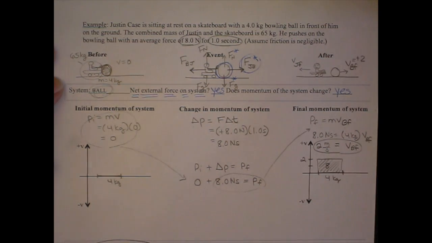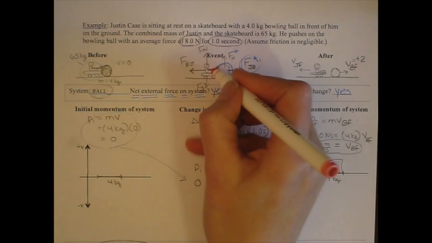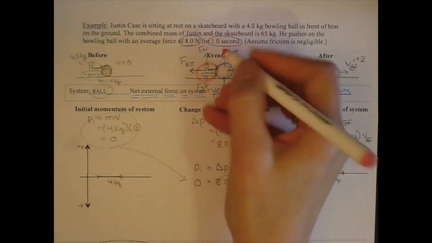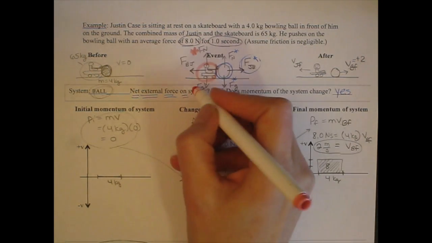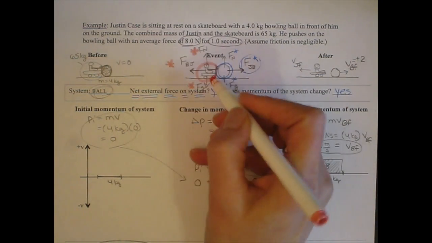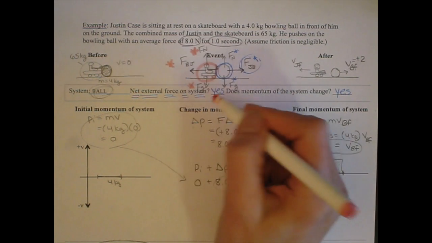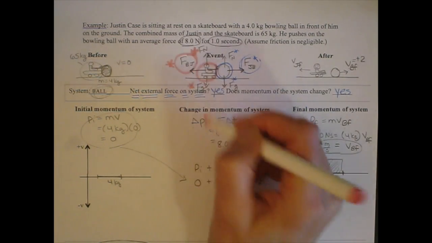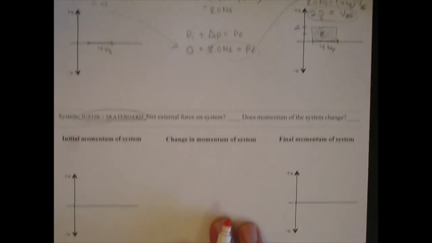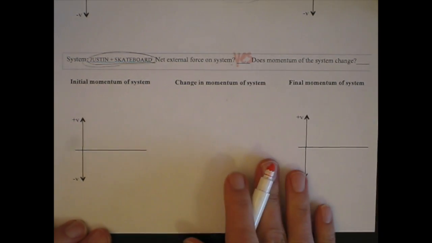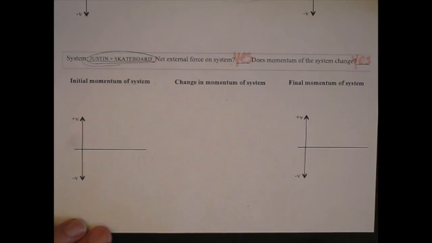So now, if the system is Justin and the skateboard, which would be right here, what are the external forces? Well, normal force, that's from the ground, so that's from outside the system. The earth is outside the system, so this is an external force, and the ball is outside the system of Justin and the skateboard. So these are all external forces. Normal force and force of gravity cancel out, so net external force would be the force of the ball on Justin and the skateboard. So net external force, yes. Does momentum change? Yes. Whenever there is a net external force, the momentum will change.